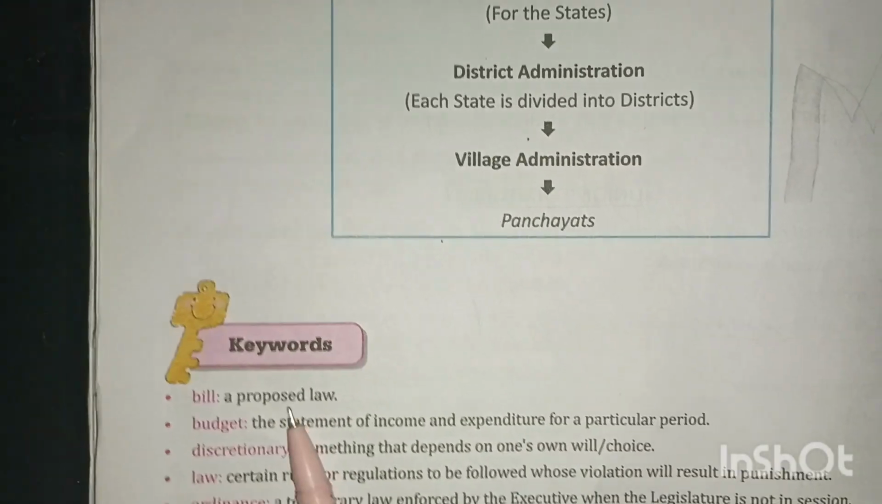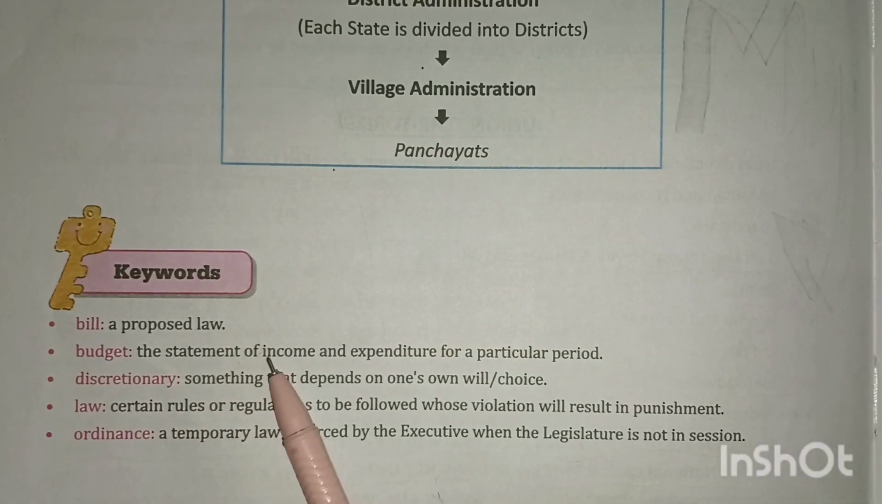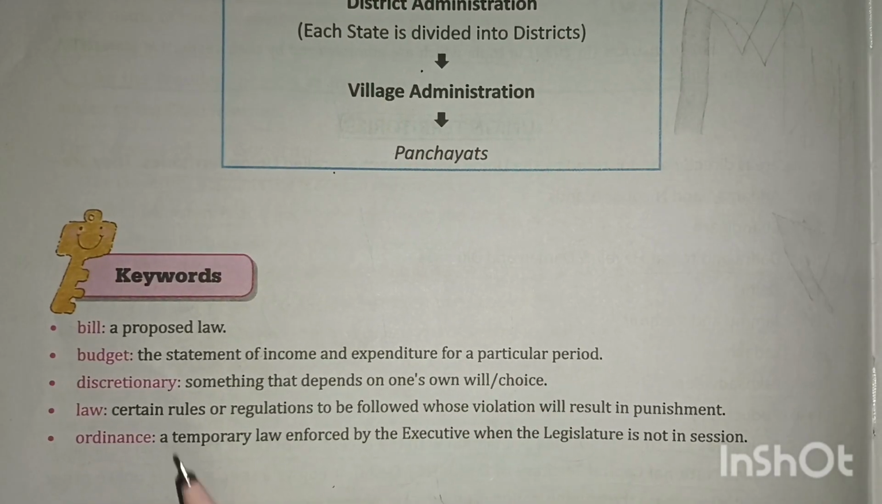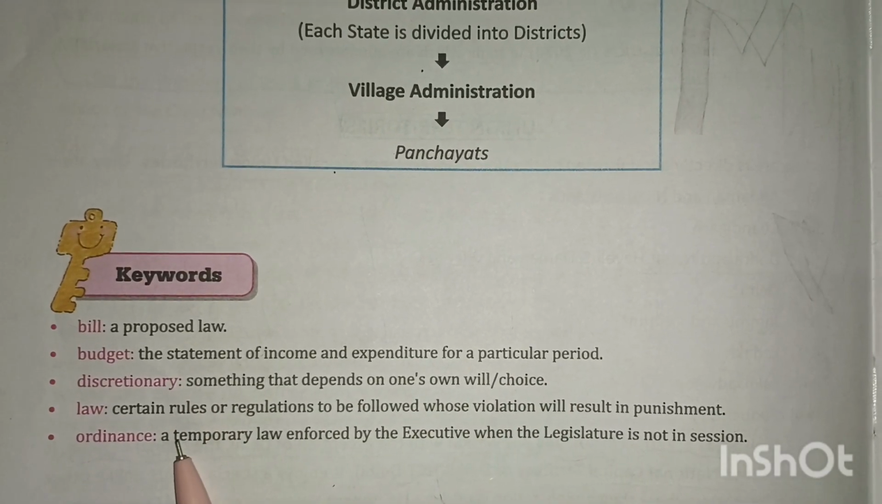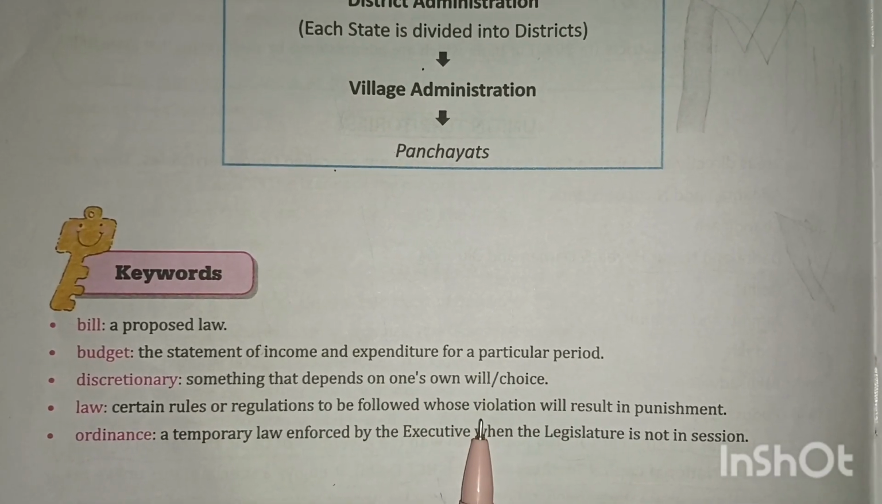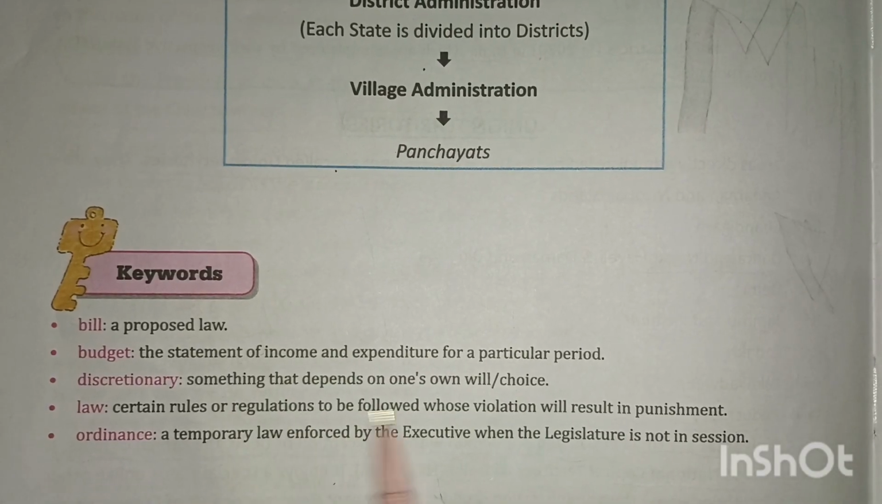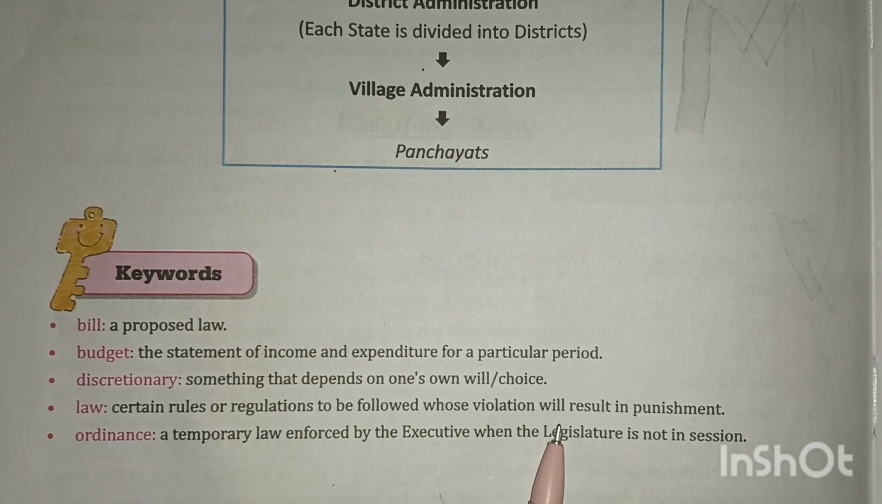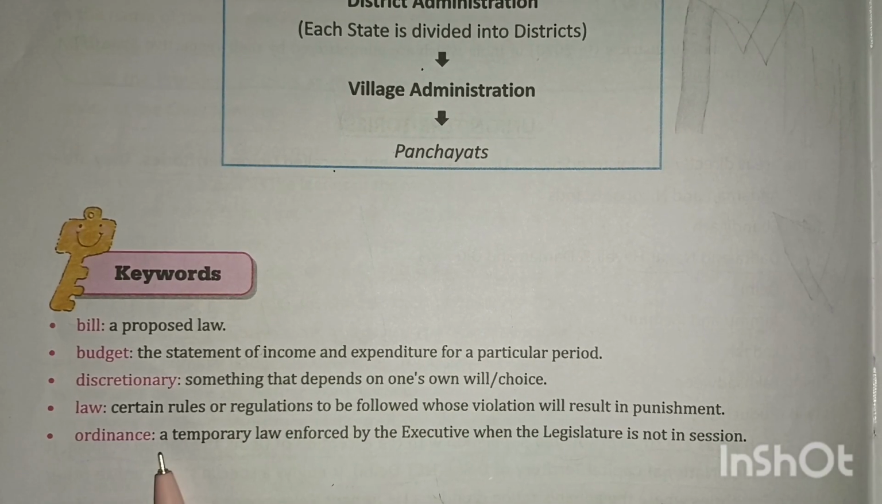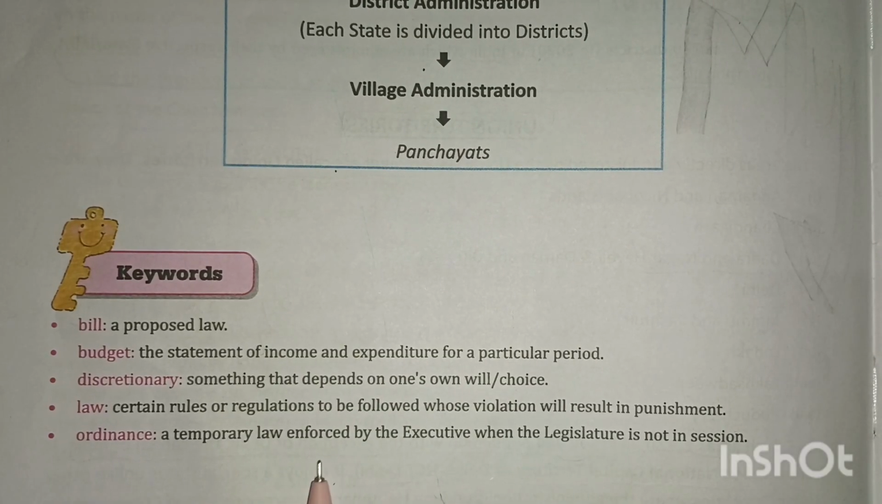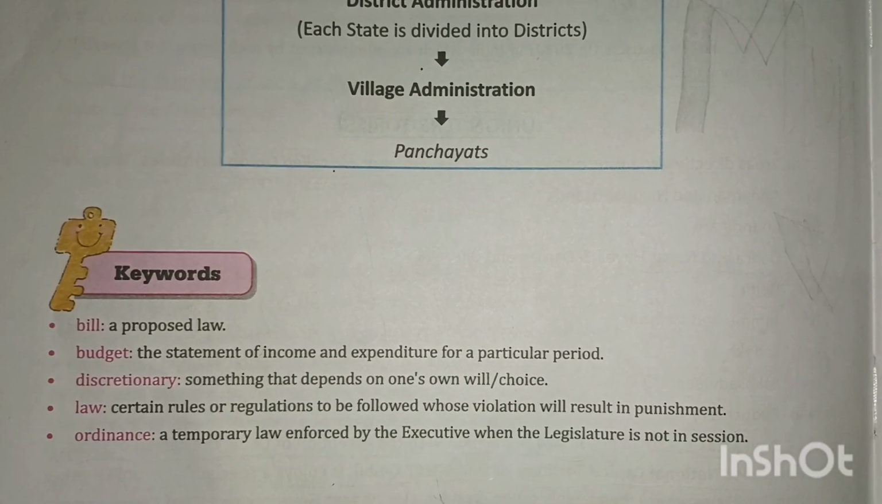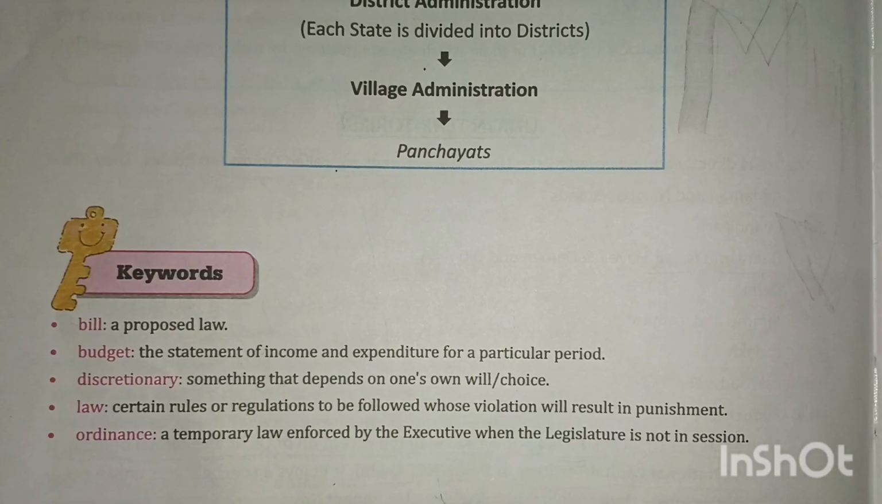Keywords. Bill, a proposed law. Budget, a statement of income and expenditure for a particular period. Discretionary, something that depends on one's own choice. Law, a certain rule or regulation to be followed whose violation will result in punishment. Ordinance, a temporary law enforced by the executive when the legislature is not in session.